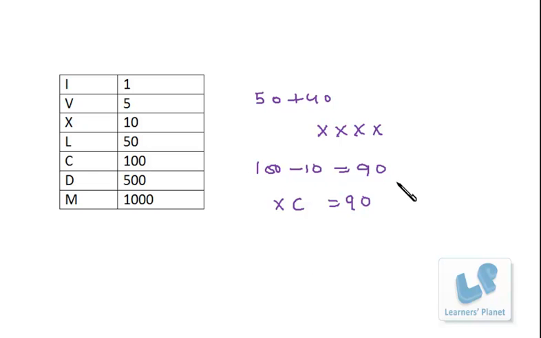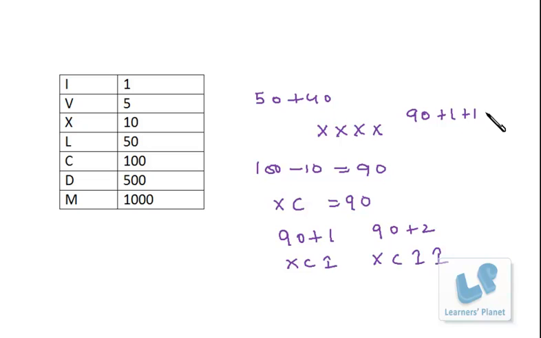Now the remaining numbers are quite simple. Further, if I have to write 91, then it is 90 plus 1, and it is XC, and 1 is definitely I. So it's XCI. Similarly, 92, it's 90 plus 2, that is XCII. And if I have to write 93, then it will be 90 plus 1 plus 1 plus 1, that is XCIII.